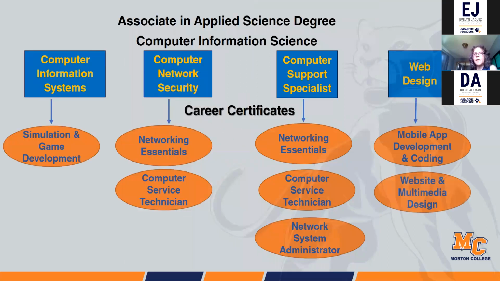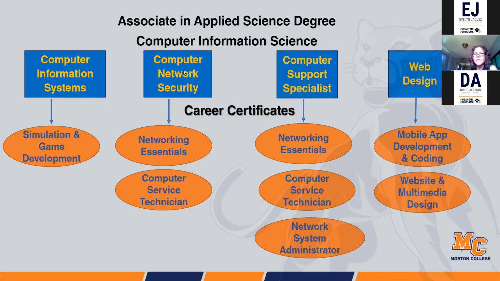Okay, now I'm going to be covering the Associate in Applied Science in Computer Information Science. At Morton College, we have 4 different degrees for this program. The first one is Computer Information Systems, and that's a general program in which you're going to be learning database management, operating systems, and some coding, and you're also going to be working on some classes that are required for the Simulation and Game Development Career Certificate.